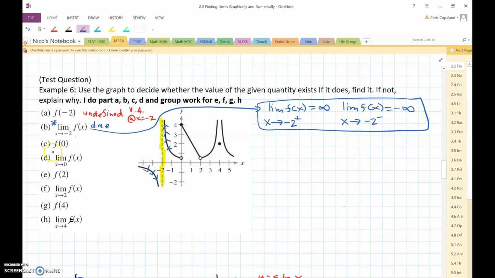Okay, let's look at C. C is f of 0. F of 0 is right there. So this would be equal to 4.